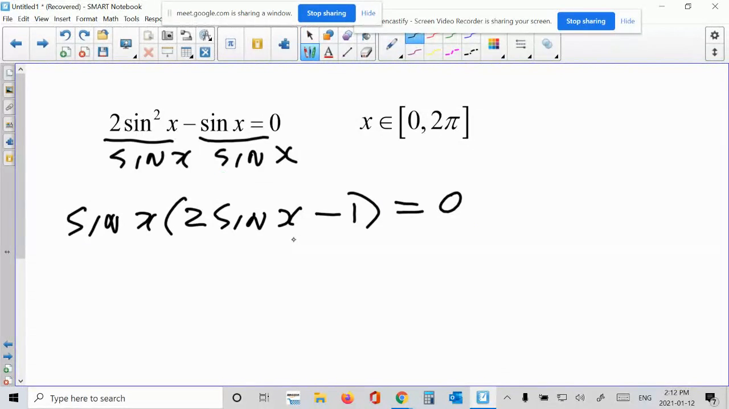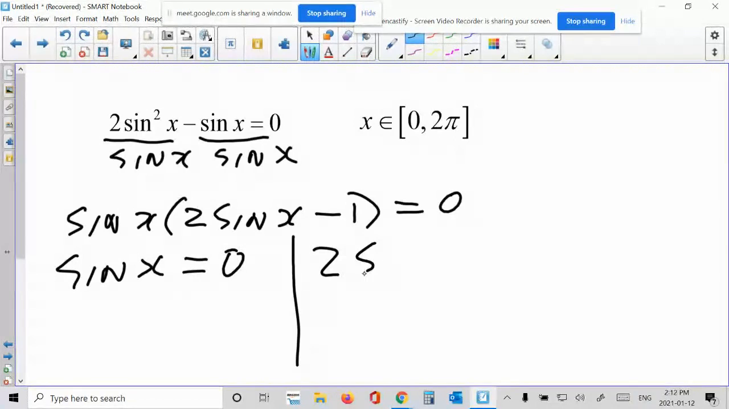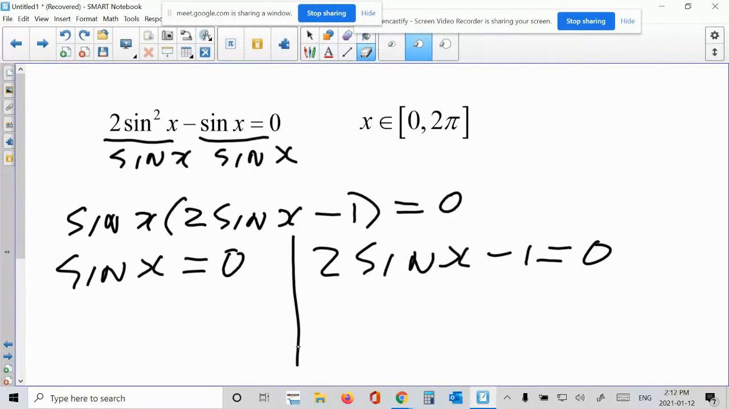One of them is the sine of x equals 0. And the other one is 2 sine x minus 1 equals 0. We have to solve both of those equations. So we have quite a few solutions here. Where is the sine of x 0 is the first question. So let me give us some room here. Where is the sine of x 0?